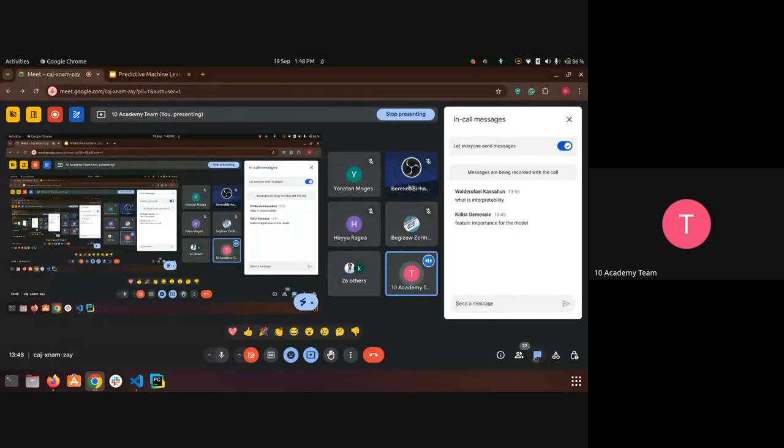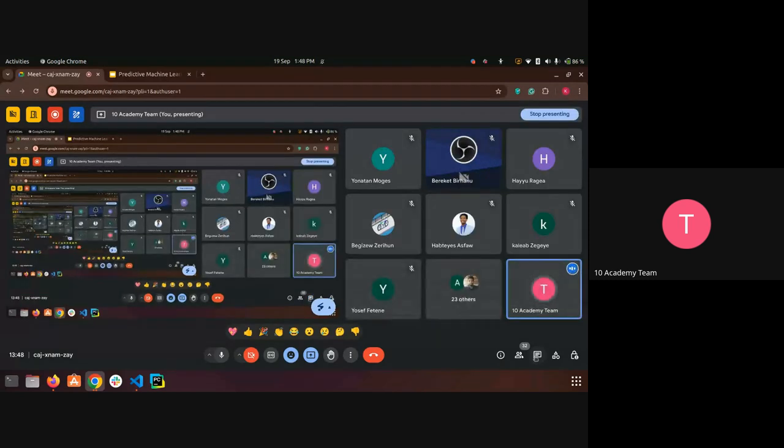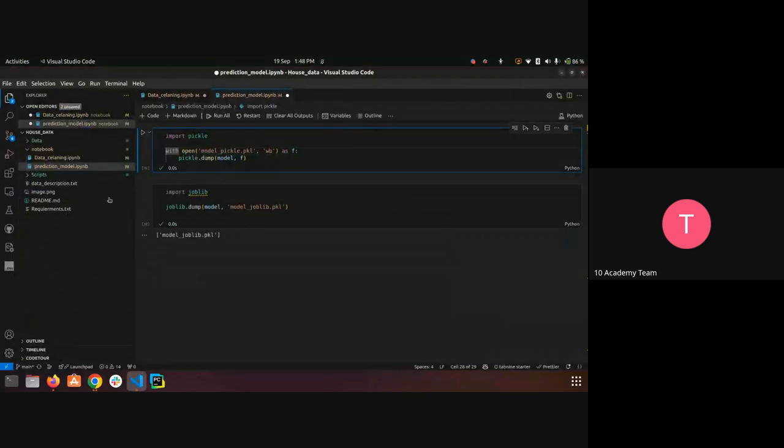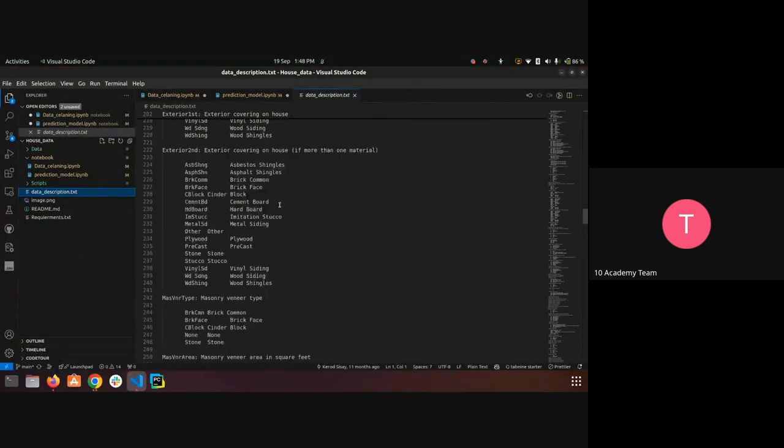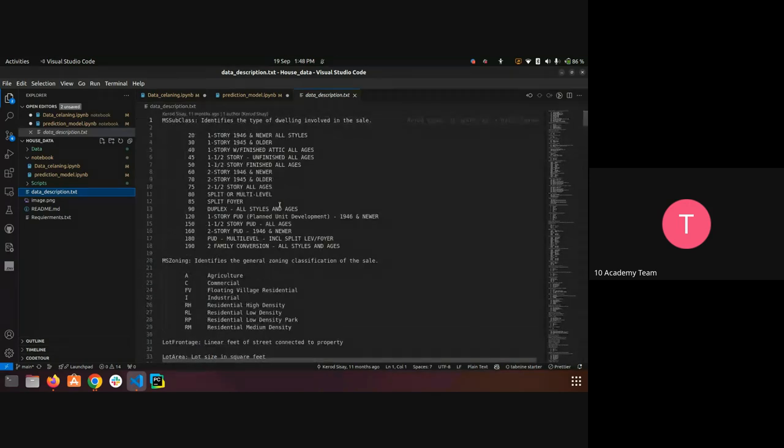Okay, so let's go to the demo. For the demo, I think most of you know this Kaggle dataset. It's a very famous dataset, and it's good to get started with machine learning and predictive machine learning. It's basically predicting the price of a house.